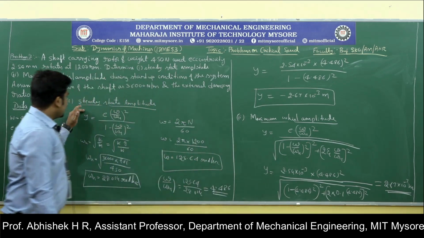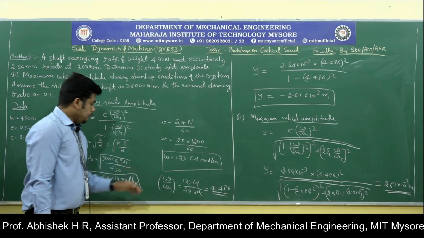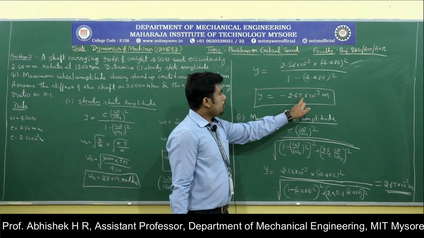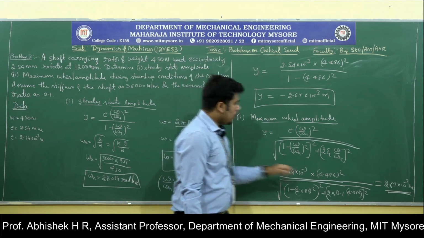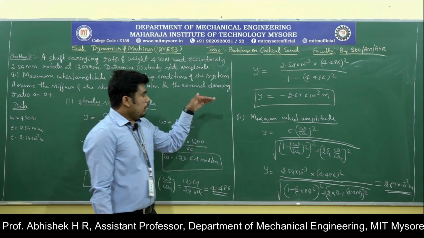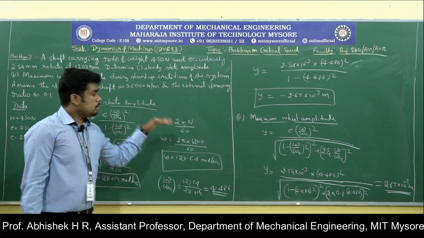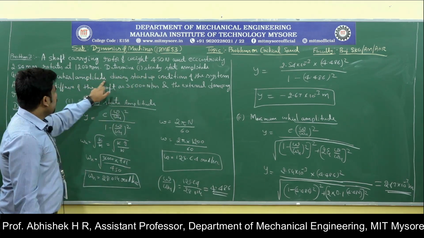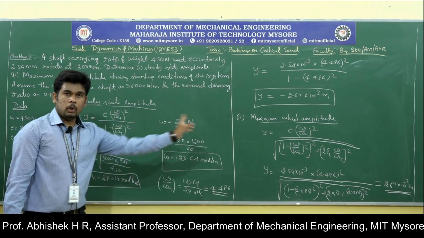What we have calculated for the first condition, that is the steady state amplitude for the stationary condition, we got the amplitude as minus 2.67 into 10 to the power of minus 3 meter, and for the maximum whirl amplitude we got 2.67 into 10 to the power of minus 3 meter. So like this we can solve the problems on critical shaft. They are asking to find the steady state amplitude and maximum whirl amplitude during startup condition of the system. So we have calculated for the two conditions.